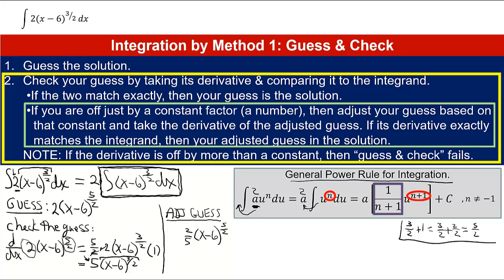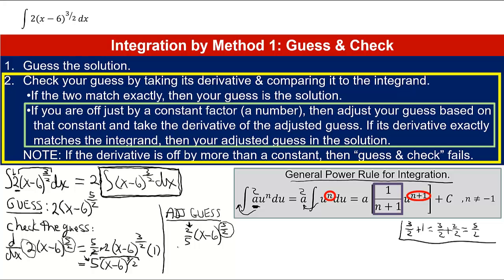As long as I move the 2 out and don't worry about it now, my adjusted guess is always going to be the reciprocal of the power. So if I have 5 halves, it'll be 2/5. If I have 9/5, it'll be 5/9. If it's 5, it'll be 1/5. You're always going to make your adjustment as the reciprocal of the power you're guessing.